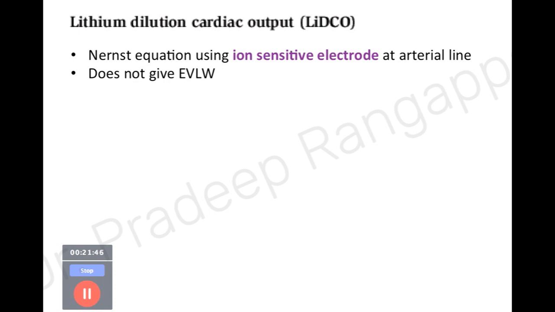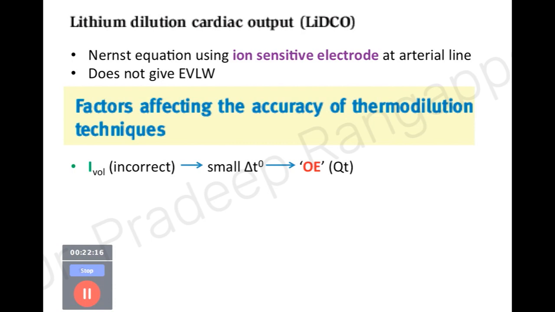LIDCO is lithium dilution cardiac output. So far we have seen we were injecting cold saline. In the pulmonary artery catheter we were injecting cold saline, and in transpulmonary thermodilution we injected cold saline and looked at the temperature change from the venous to the arterial circulation. But in LIDCO we inject lithium solution, and the Nernst equation is used with an ion sensitive electrode at the arterial line to determine the cardiac output. But the disadvantage is that it does not give extravascular lung water.